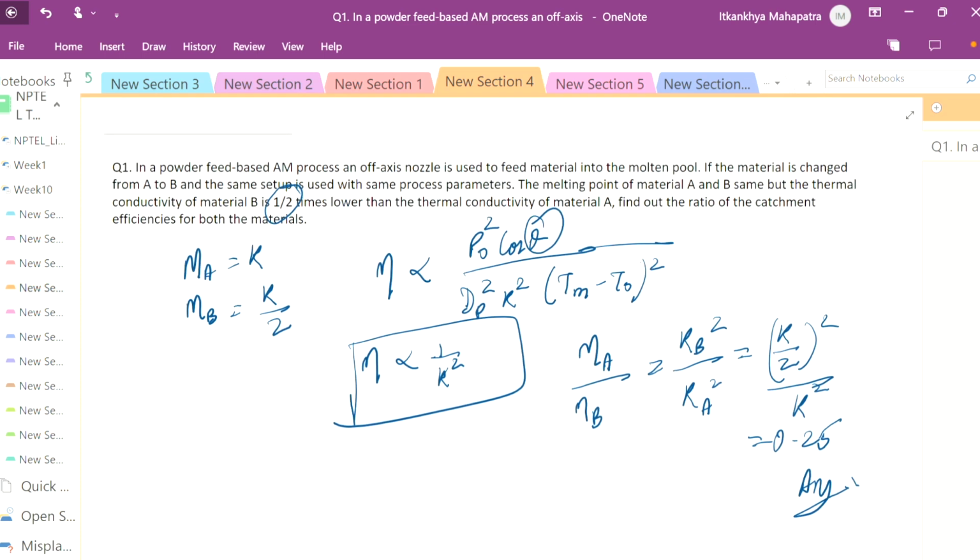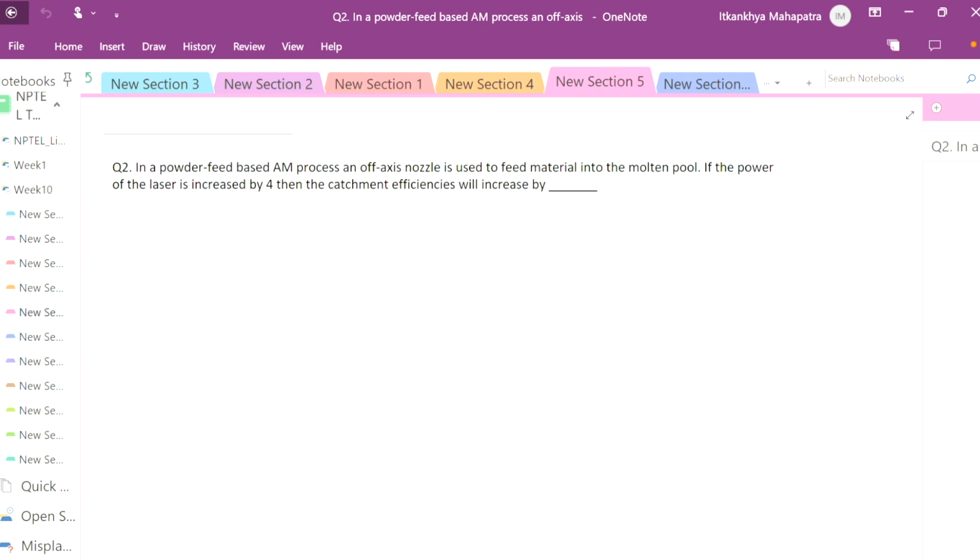Okay, so we'll now go to the next question. In powder feed based additive manufacturing, an off-axis nozzle is used to feed material into the molten pool. If the power of the laser is increased by 4 times, then the catchment efficiency will increase by how much?